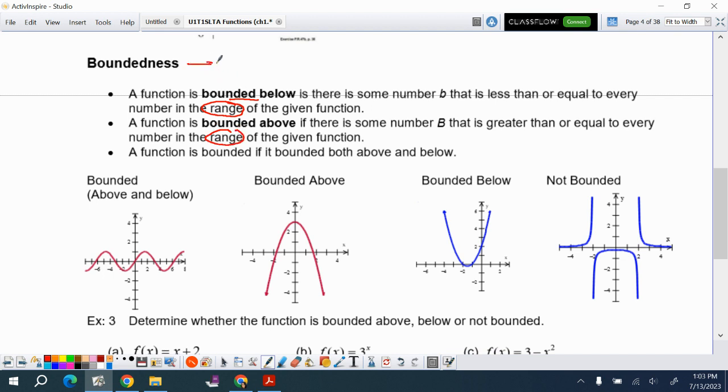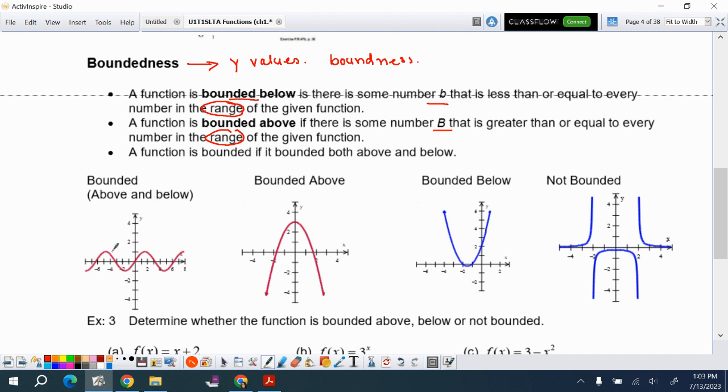That means we are looking at the y value, and the boundary of the y value means the maximum and minimum, or where it is going, or if it is not going, what number it is. That's what boundedness is. So here, let's take a look at this example, bounded above and below.